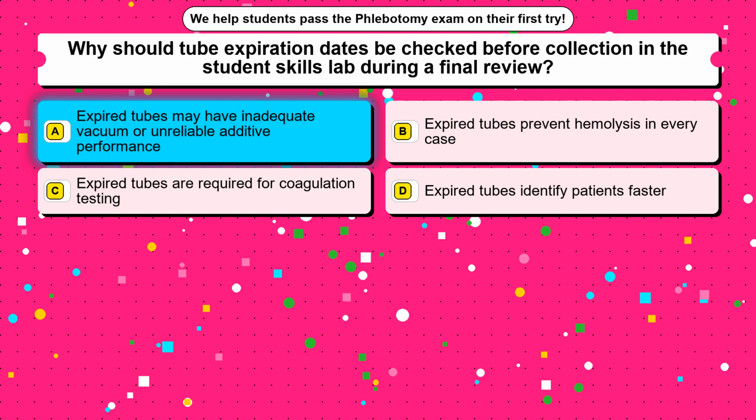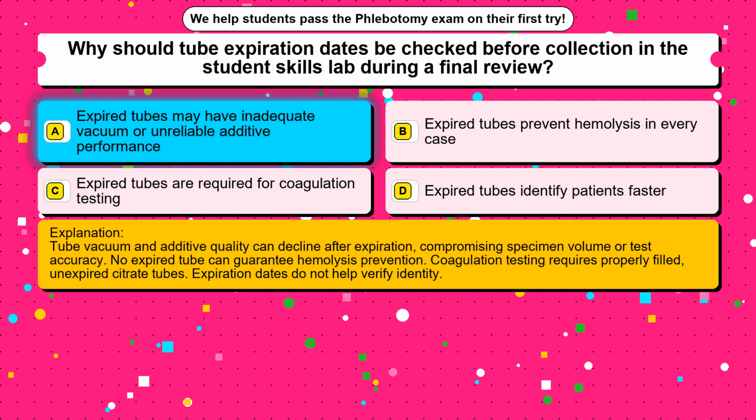Expired tubes may have inadequate vacuum or unreliable additive performance. Tube vacuum and additive quality can decline after expiration, compromising specimen volume or test accuracy. No expired tube can guarantee hemolysis prevention. Coagulation testing requires properly filled, unexpired citrate tubes. Expiration dates do not help verify identity.